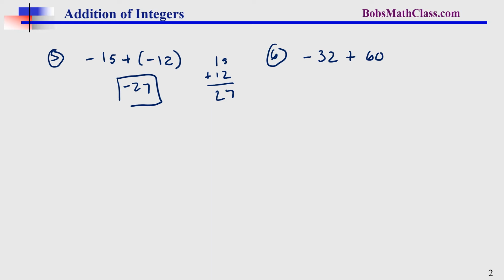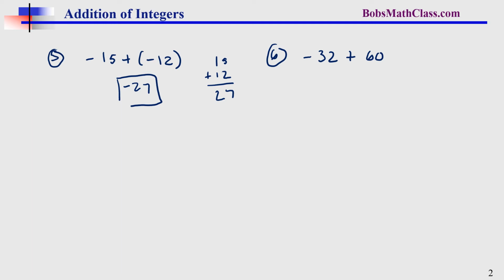All right, here's our next one, negative 32 plus 60. Again, try to pause the video and do the work on your own, and then come back to us when you're ready. All right, the signs are different, right? The first number is negative, and the second number is positive. So when you have a negative and a positive, we use that chart, and it says to subtract. So we're going to subtract.